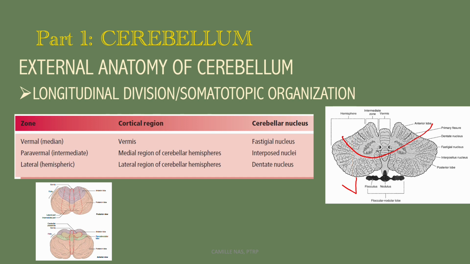Okay, your vermal, this is found in the vermis. The cerebellar nucleus that is connected with this is the fastigial nucleus. You have your paravermal or the intermediate. It's with the medial region of the cerebellar hemisphere, and its cerebellar nucleus is the interposed nuclei. And then lastly, the lateral or the hemispheric, which is in the lateral region of the cerebellar hemisphere. This one naman is specific to the dentate nucleus. So again, vermis, fastigial nucleus, intermediate or your paravermal, interposed nuclei, and then the lateral or the hemispheric, your dentate nucleus.